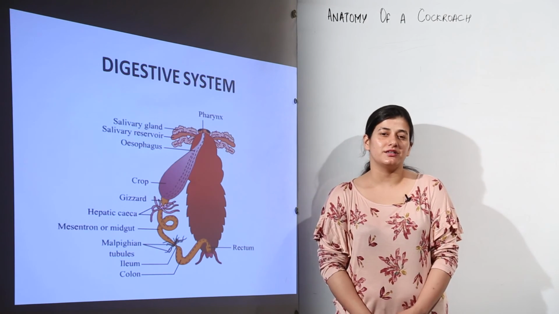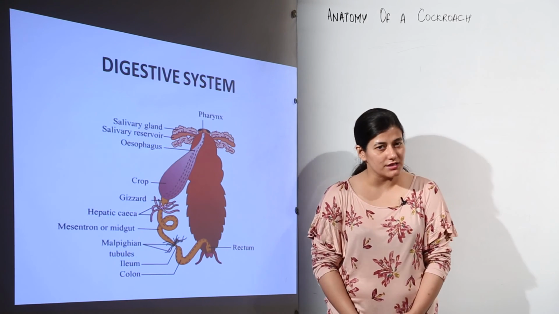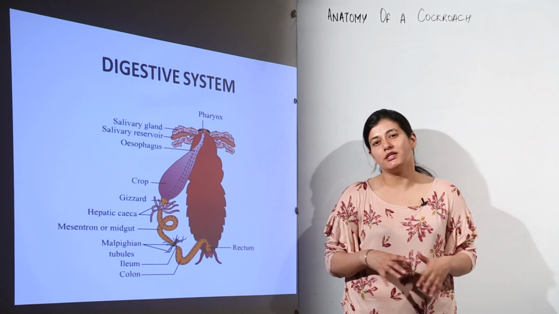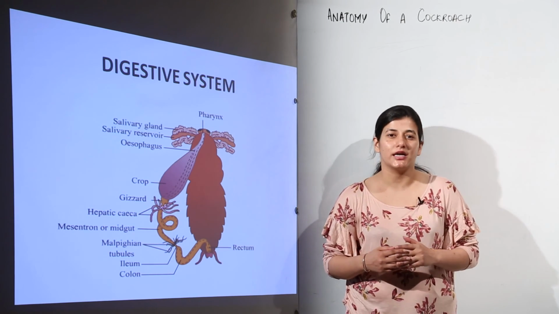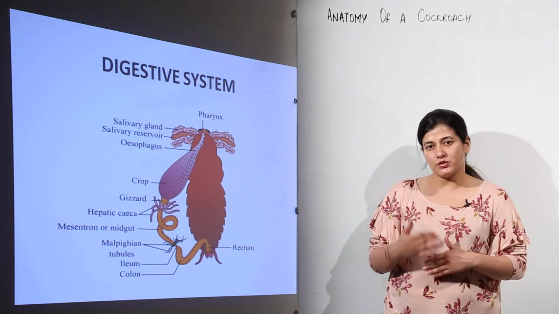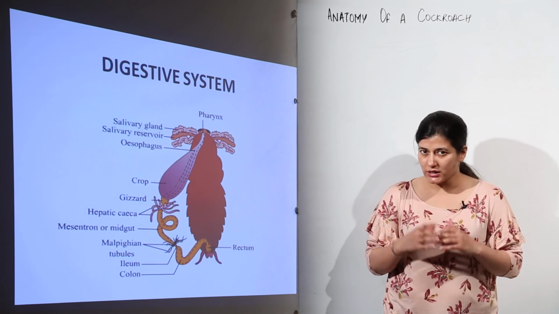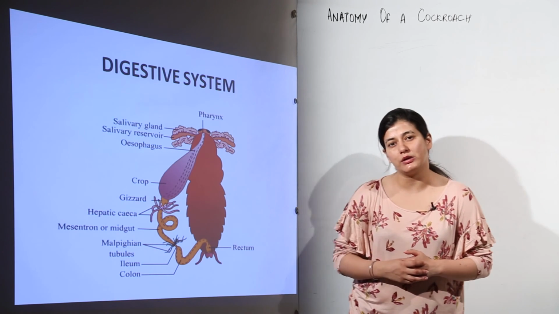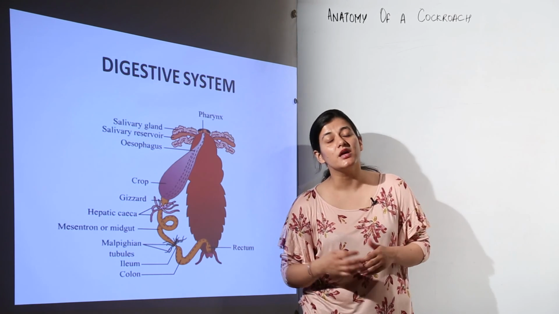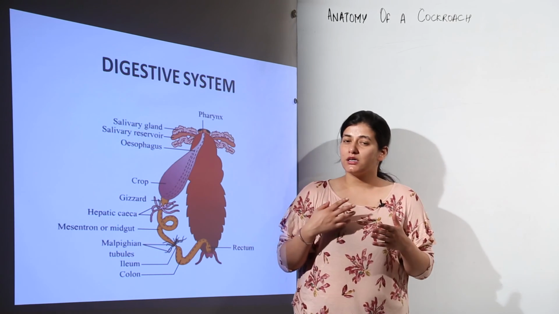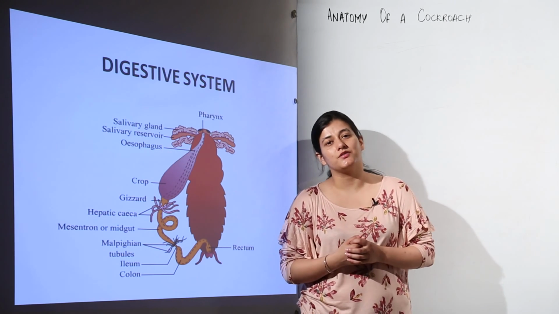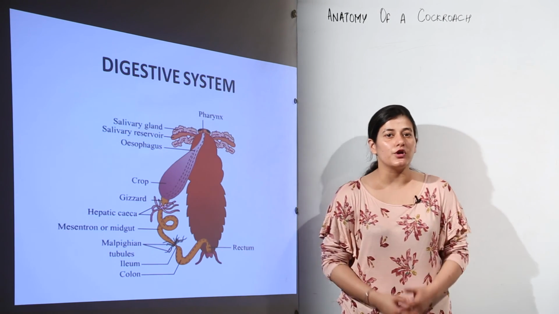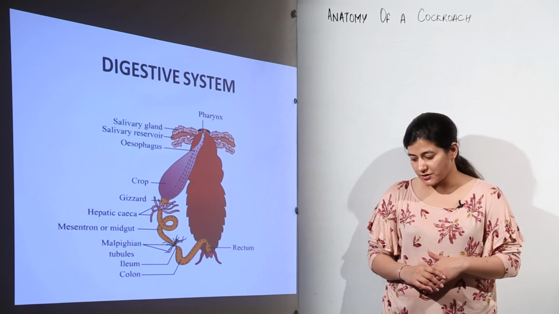We have seen the external characteristics of a cockroach. Next we are going to deal with the internal characteristics, that is, the internal anatomy of a cockroach. We are going to deal one by one with the internal systems of a cockroach, and the various systems that we are going to deal with are the digestive system, the nervous system, the circulatory system, respiratory system, excretory system and reproductive system. So first of all, let's talk about the digestive system.